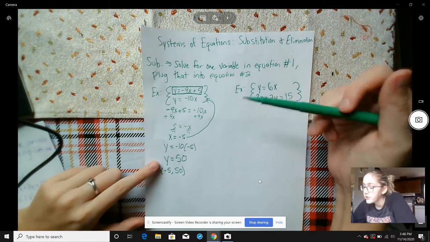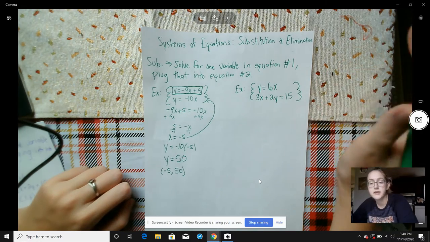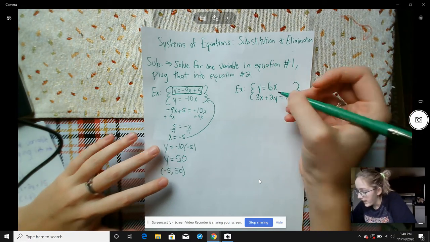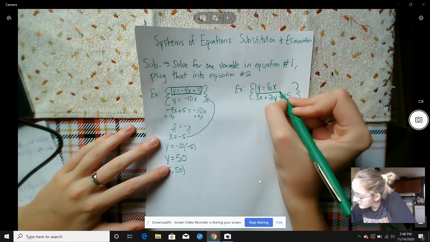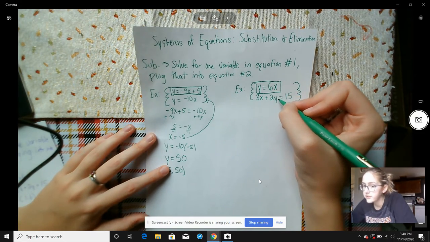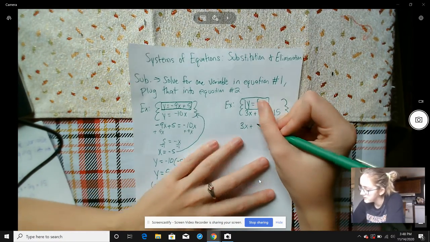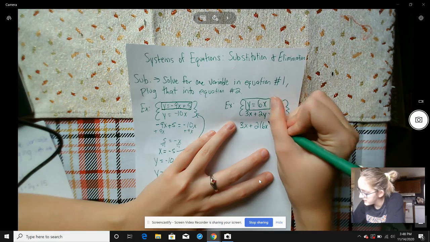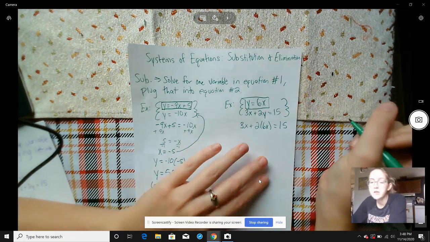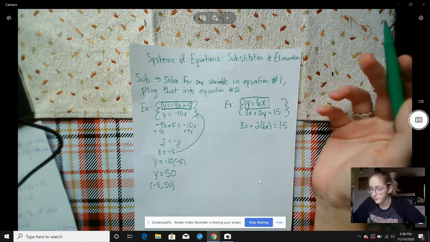So we look to see if we have anything that's already solved for. We do. Equation number 1, y equals 6x. Y is by itself. So I'm going to plug in the 6x wherever I see a y in equation number 2. So I'm going to have 3x plus 2 times 6x equals 15. So remember, always have your parentheses, so that way you remember to multiply when you're doing this.